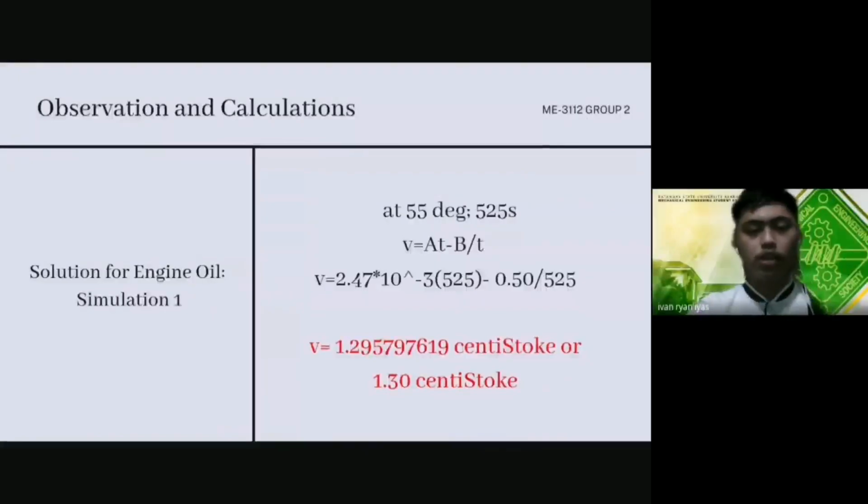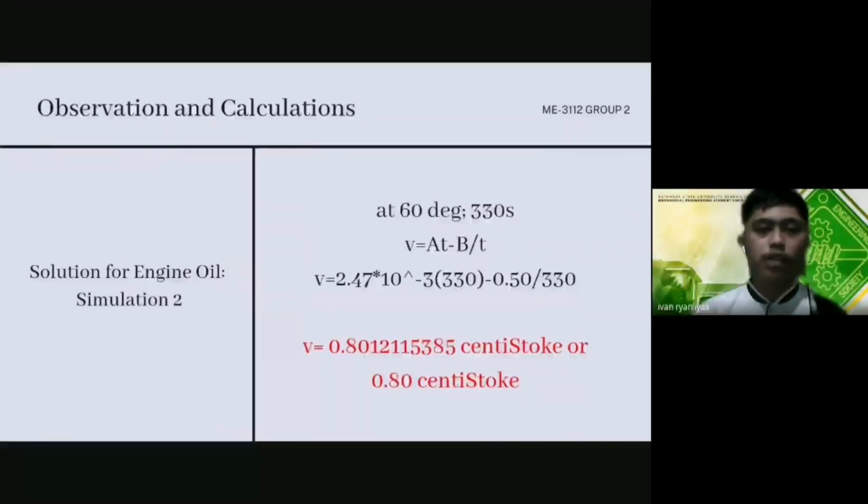Okay, for the results and findings, the solution for engine oil uses the general formula: kinematic viscosity equals the viscometer constant, 2.47 times 10 raised to negative 3 minus the coefficient of kinetic energy, 0.50, times the time. For simulation one, when substituting into the formula, we got a final result of 1.30 centistokes.